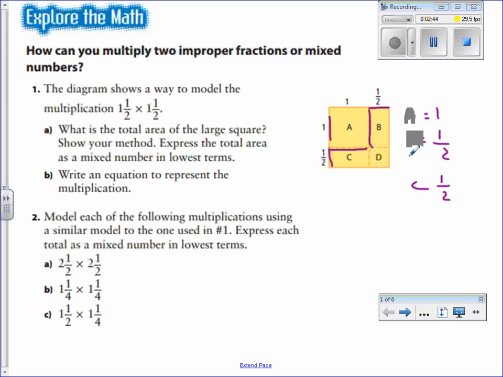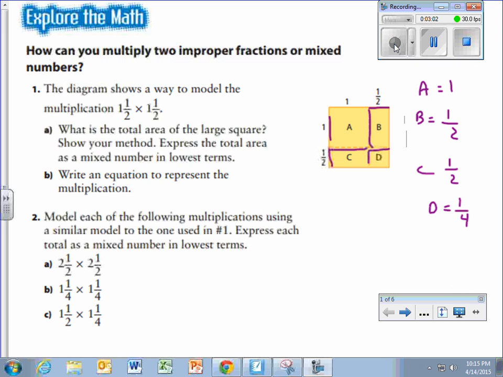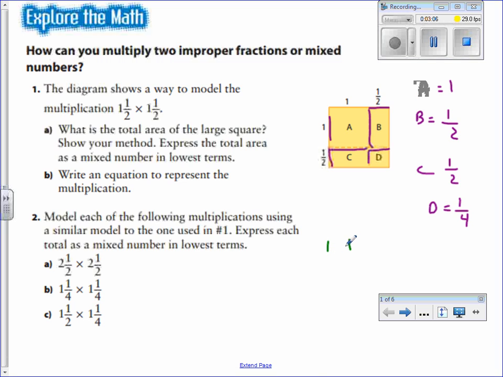And then D is going to be, if that's 1/2, that's 1/2, and if that's 1/2, that's 1/2 times 1/2. For D, I get an answer of 1/4, because 1/2 times 1/2 is 1/4. So let's now add them up. So I've got 1 plus a half plus another half plus a quarter.